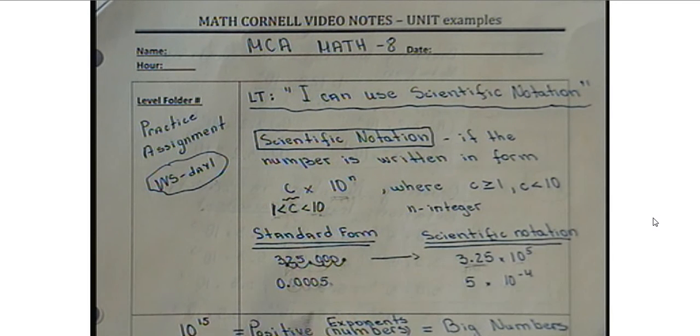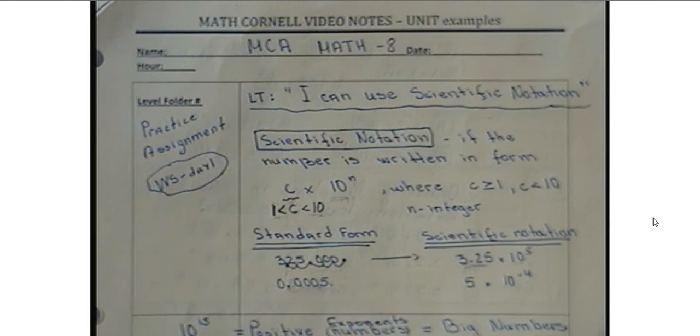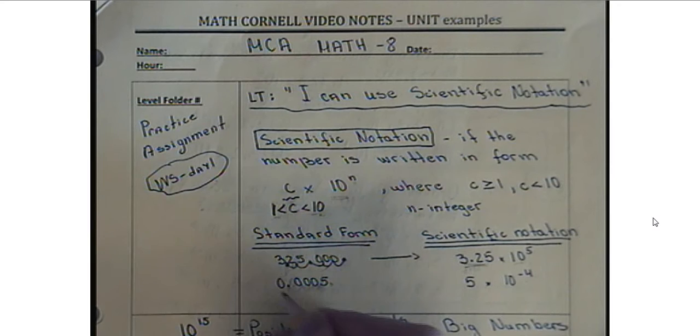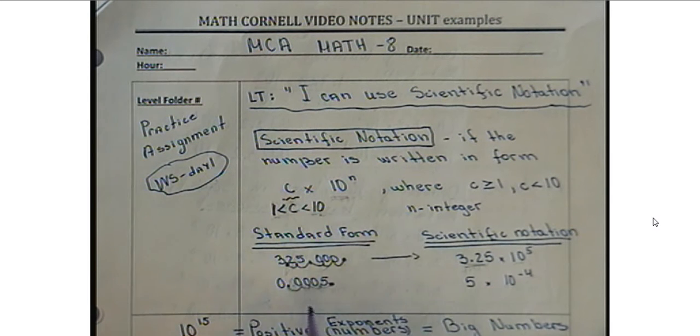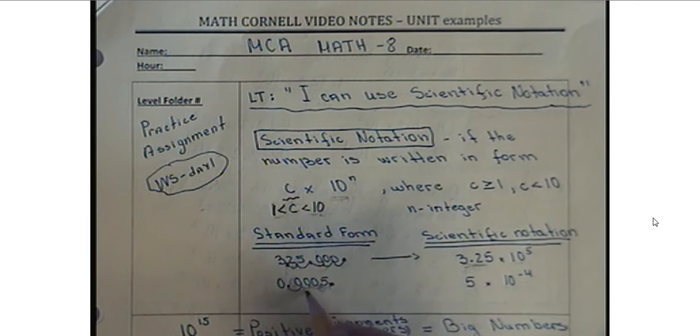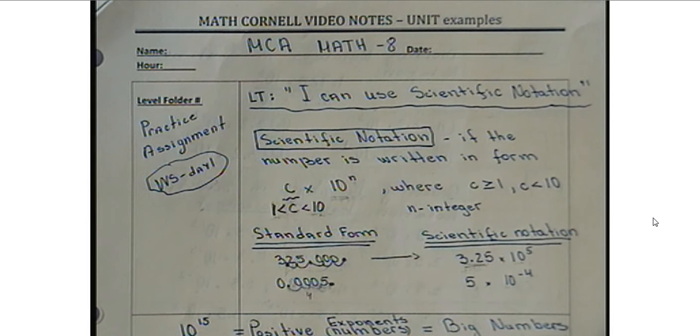Then we have another standard form, 0.005 here. This is a small number. The decimal point is given for us. So we're going to move 1, 2, 3, 4 times, and your goal is to pass the first number. So you always pass the first number, and then you write that number here: 5 times 10 to the negative 4, because it moves the decimal point 4 times.